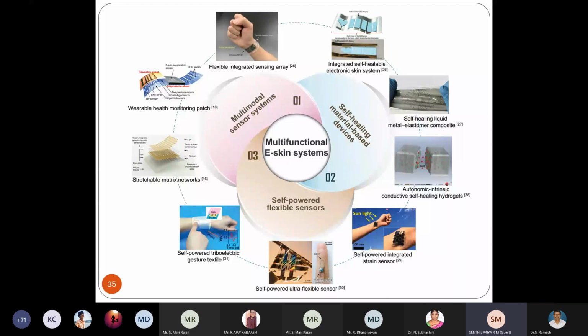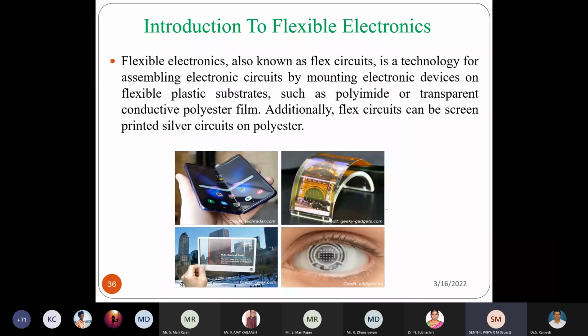Now, here we have mentioned a lot of flexible systems, so I am introducing flexible electronics. You can see the image. So what is a flexible electronic system? We go for transparent materials like polymer and poly substrates, right? So we are going for flexible.